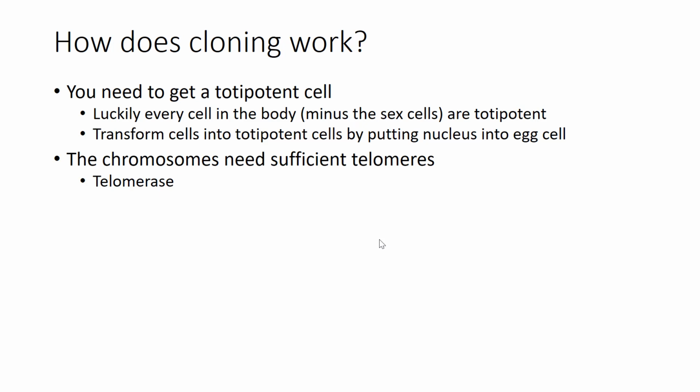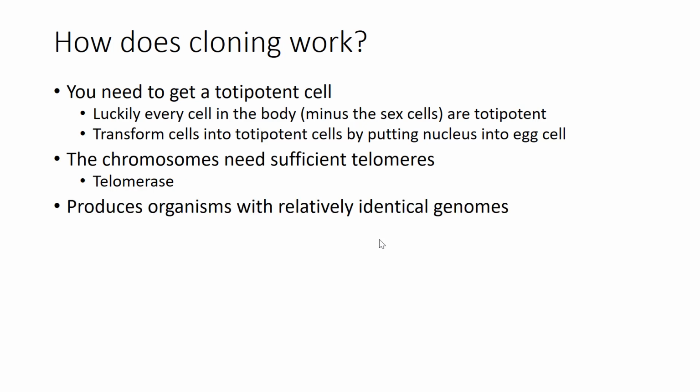Now, we can use telomerase to lengthen the telomeres. Telomerase, we talked about that earlier in the semester, and so we can use this protein to lengthen the telomeres and increase the longevity, and so now you'd have a totipotent cell that is capable of the number of cell divisions necessary to have a long-lived individual. And so what cloning does is it produces organisms with relatively identical genomes.